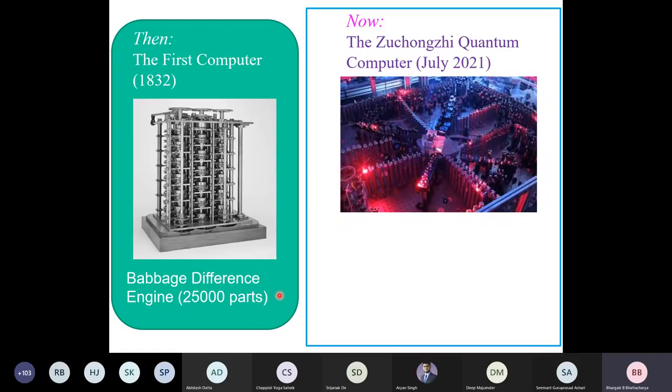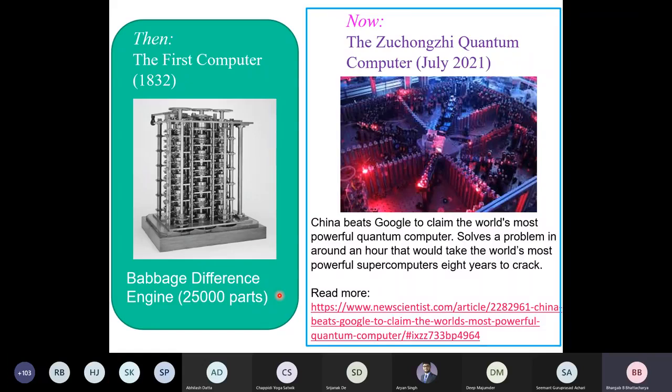Okay, so you have the technology 300 years ago on the left side. You have the technology now in 2021, this Zhuangzi quantum computer built by China. And China claims that this computer has beaten Google, and they claim that it is now the world's most powerful quantum computer. They claim that it solves a problem in around an hour which would take the world's most powerful supercomputer 8 years to solve. Okay, please read this article, which will be available, which is reported here.